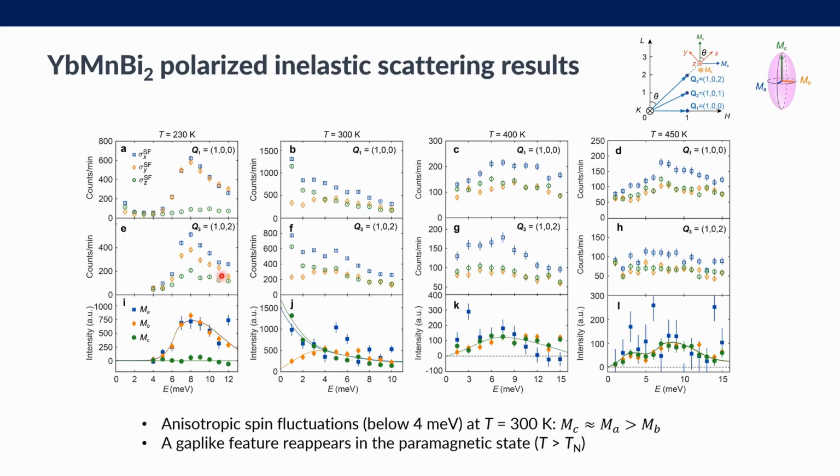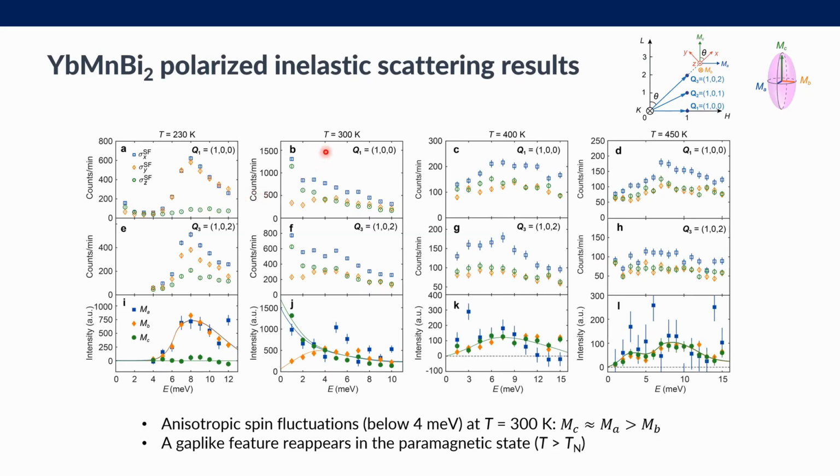And at 230 Kelvin, we can say that the spin fluctuations along the a and b axes are equivalent, but the fluctuations along the c axis are almost zero. So this is consistent with a localized model, because the static moment is along the c axis. So the fluctuating moment can only be along the perpendicular direction, which is the a or b axis. And these two should be equivalent as well.